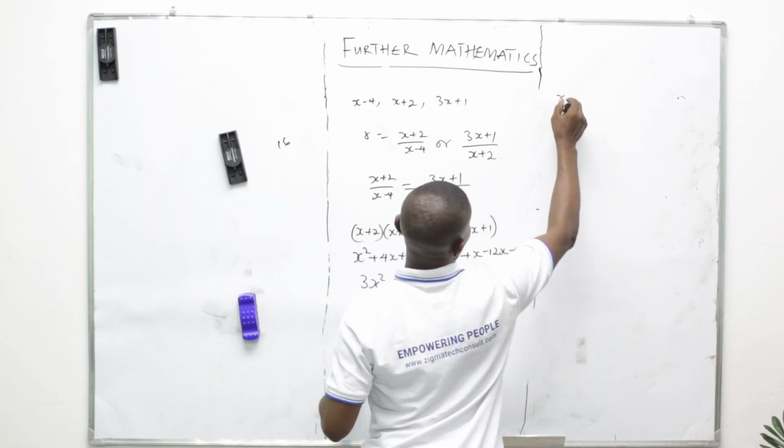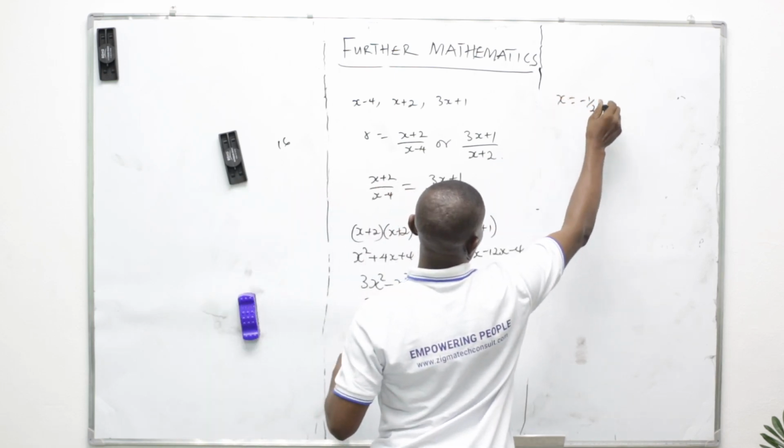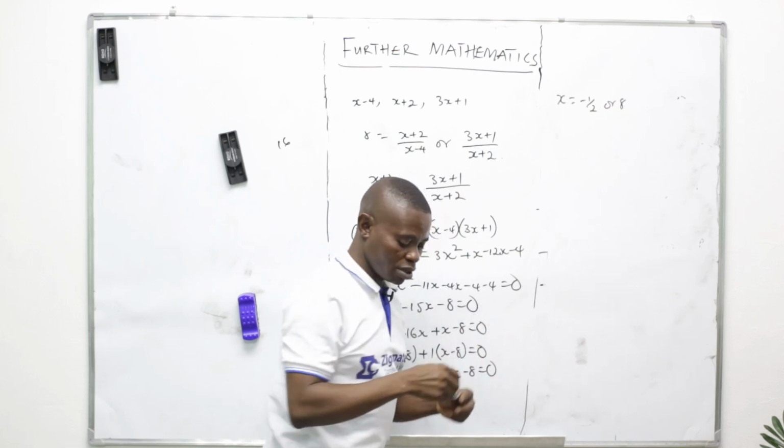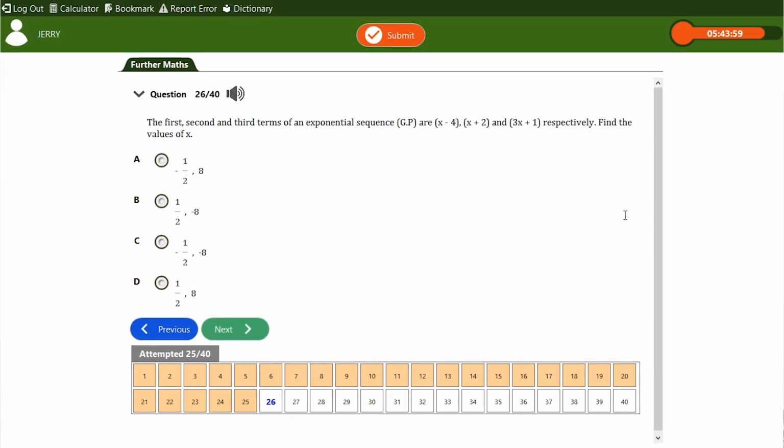Here now, s will give us minus 1 over 2 or plus 8. So s is minus 1 over 2 or plus 8.